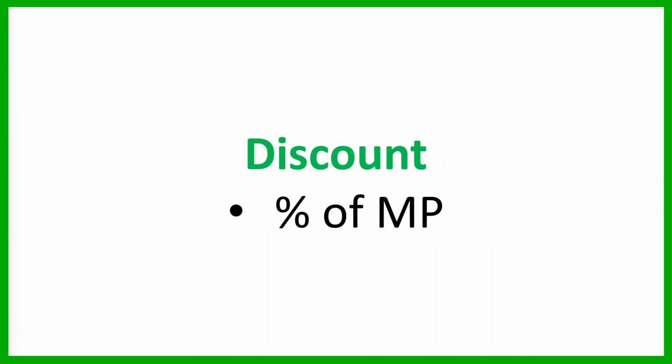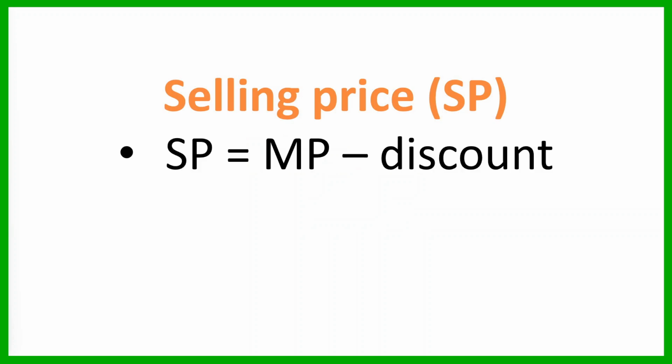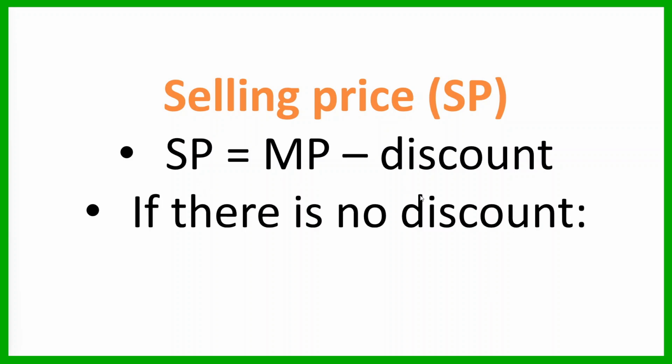and it is then subtracted to give us what we call the selling price. The selling price is what the person who's buying the item is going to be charged. Okay, so the selling price, we work out by taking the marked price and subtracting the discount. If there is no discount, then it means that the selling price and the marked price will be equal to each other. They're the same.